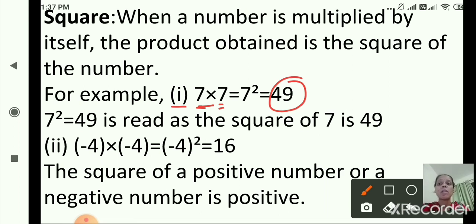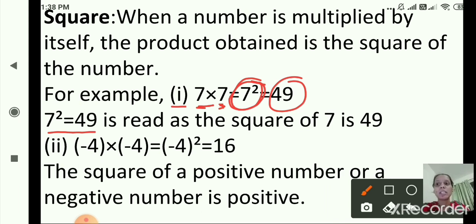So here 7 multiplied by 7. How are we writing this? 7 raised to 2. Yes, 7 is the base and 2 is the index. How will you read this? 7 raised to 2, or see here, 7 square is equal to 49 is read as the square of 7 is 49. So 7 raised to 2 means square of 7, and the square of 7 is 49.